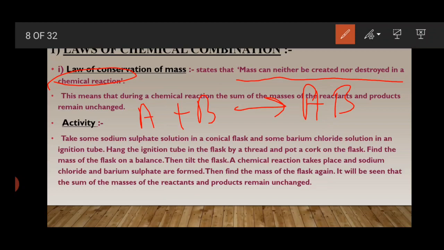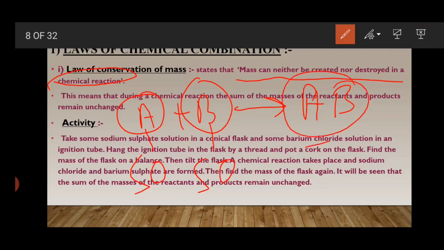What exactly is this law? It states that mass can neither be created nor destroyed in a chemical reaction. Suppose there is a chemical reaction where A reacts with B and gives you AB. According to the definition, mass is neither created nor destroyed. It always gets transformed from one place to another.